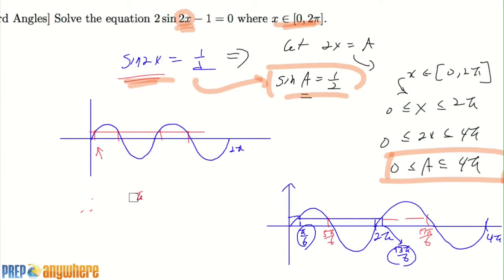Now this is actually what a is equal to. That's what a is equal to. So what is x equal to? You've got to divide all of these by 2, because this is what 2x is equal to, right? So x must be exactly all of these angles divided by 2. So pi over 12.